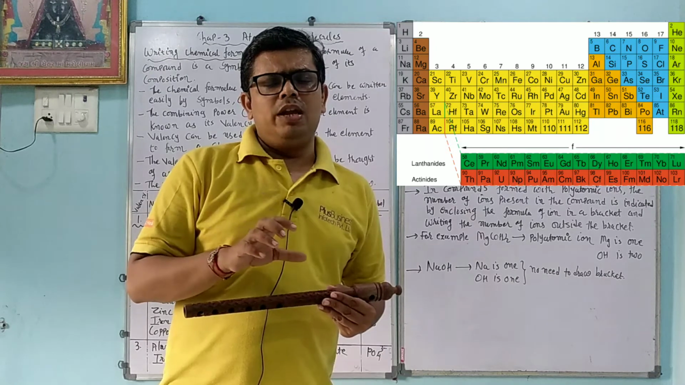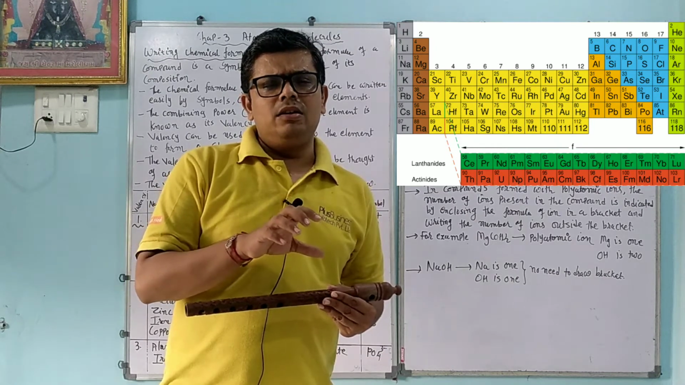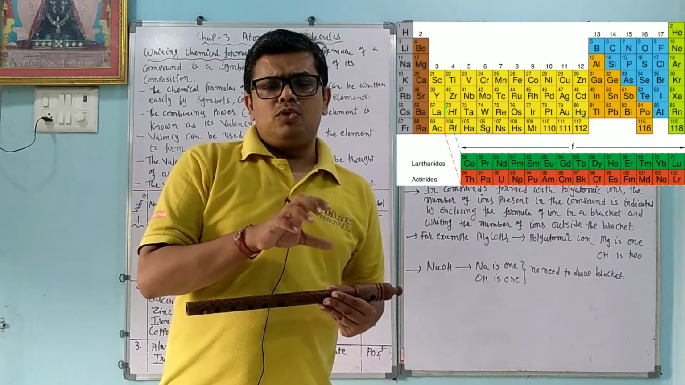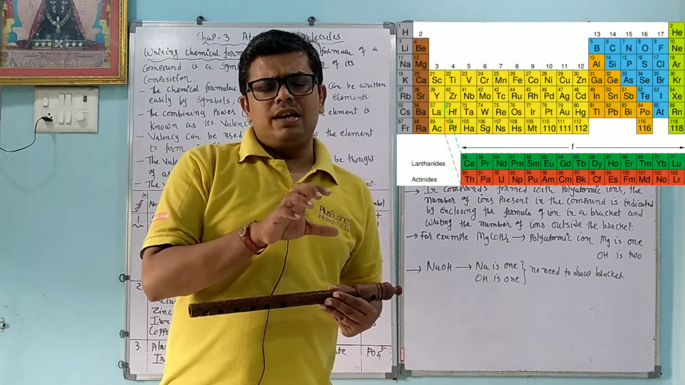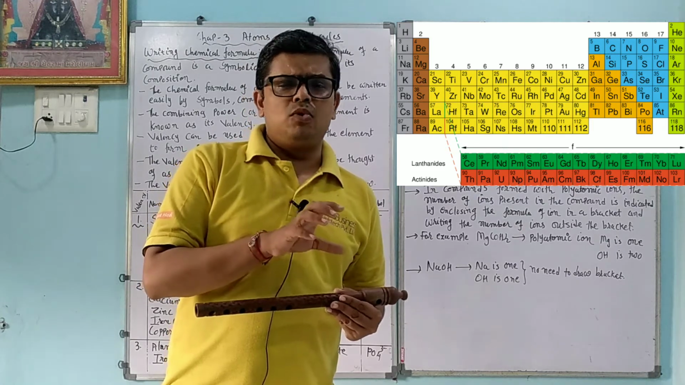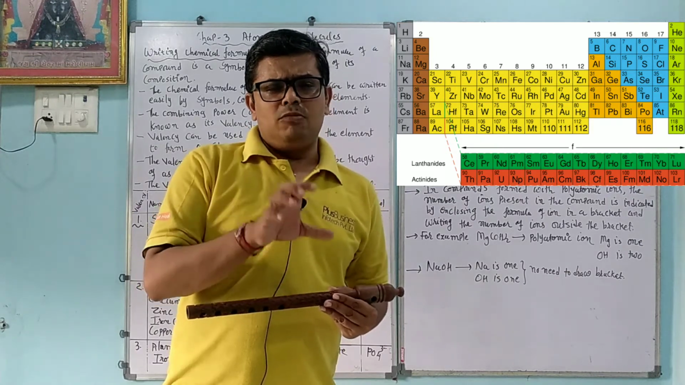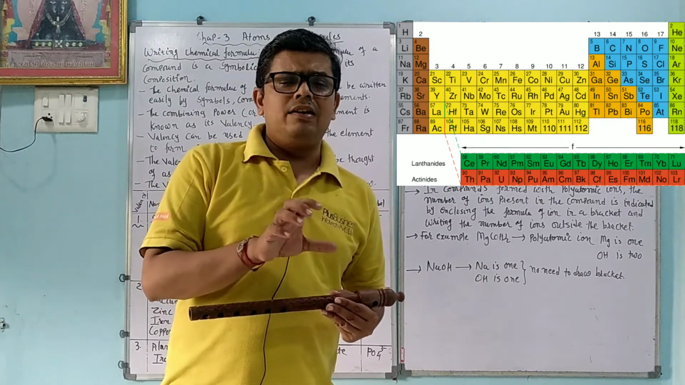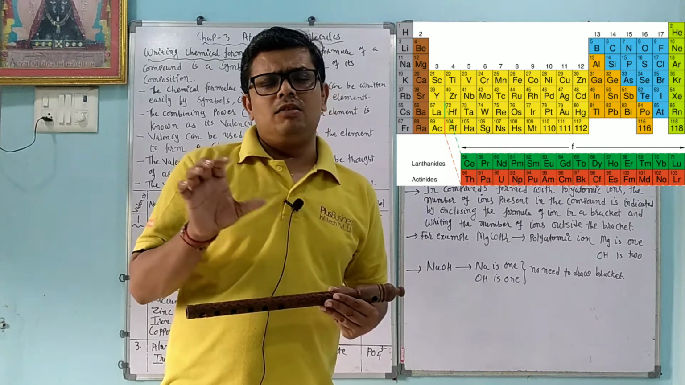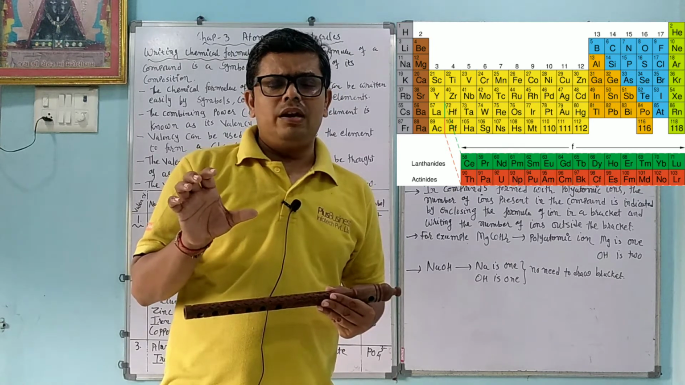Plus and minus symbols indicate the presence of protons and electrons. When the plus sign is there, it means protons are more, and when the minus sign is there, it indicates the number of electrons is more. When the number of protons is more, that is called a cation or positive ion, and when the number of electrons is more, that is called an anion.